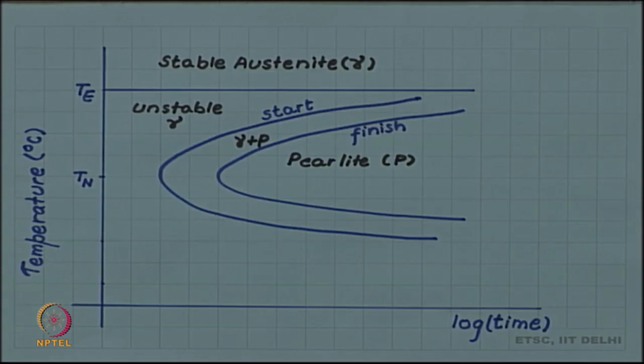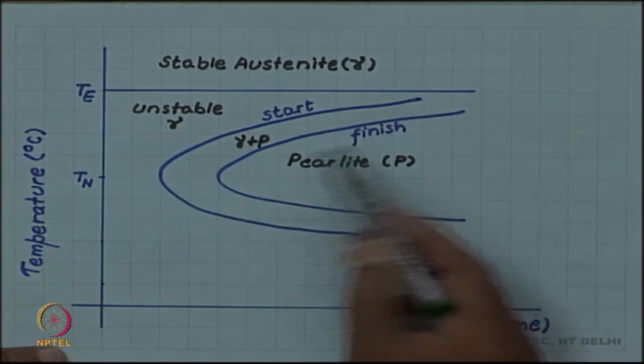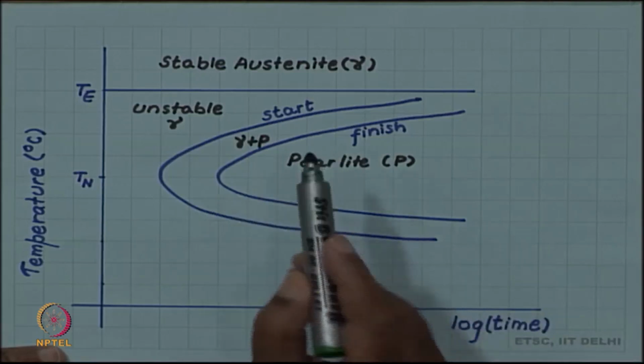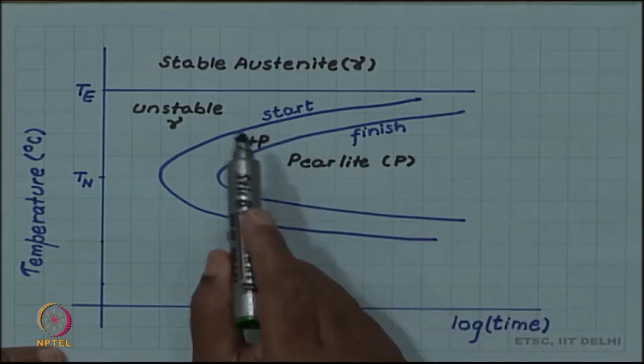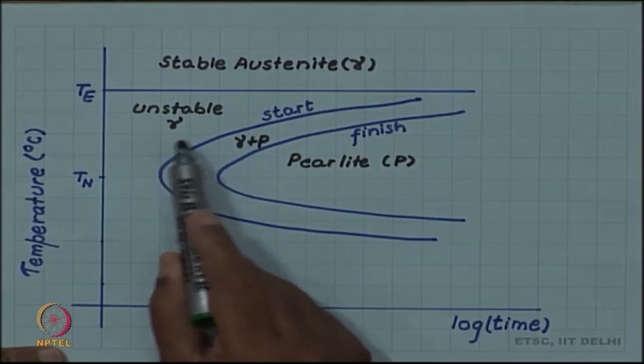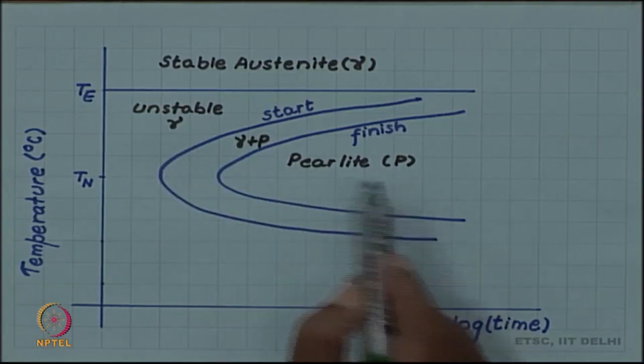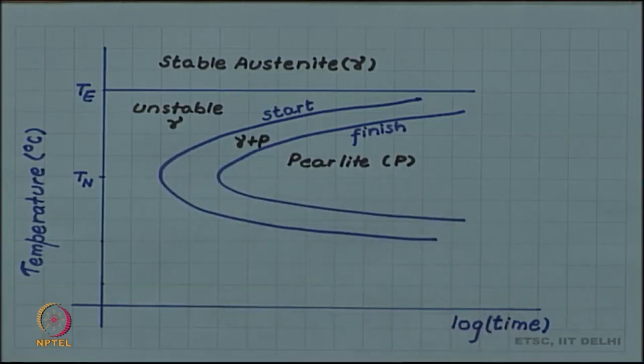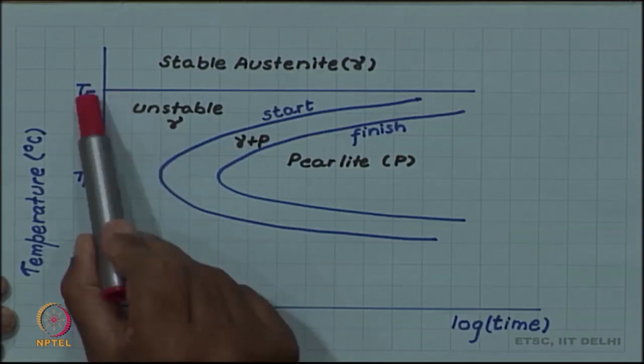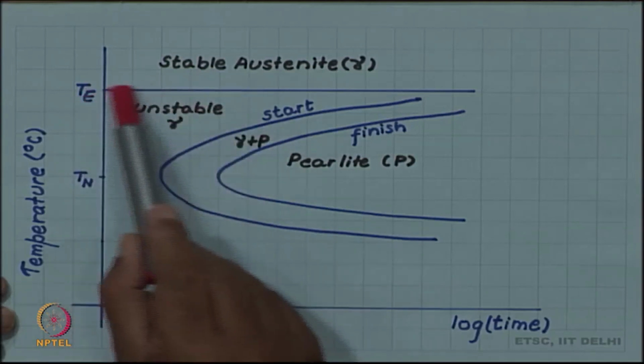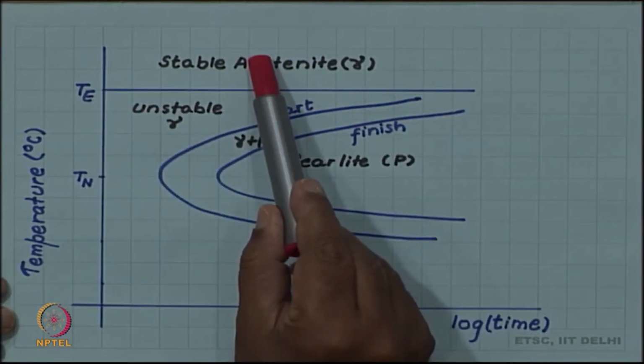So, we have two C curves, the start curve and the finish curve, which indicate the start of transformation of unstable austenite into stable phases, which in this case was perlite. So, we have a start C curve and a finish C curve. We have the eutectoid temperature marked here as TE. Above the eutectoid temperature, you have a stable austenite.